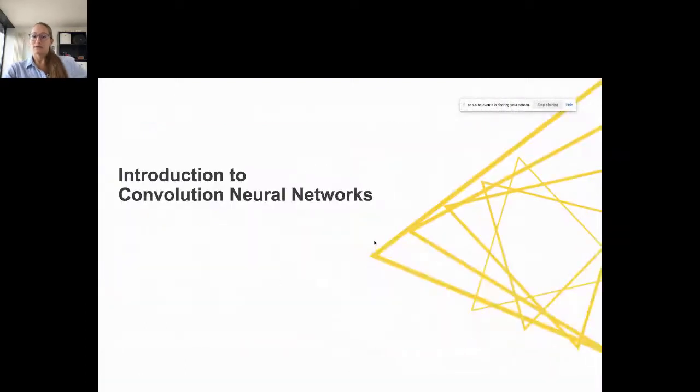But with KNIME Analytics Platform, you can not only define simple feed-forward neural networks, what we saw now, you can also define deep neural networks. And a category of deep neural networks that a lot of people refer to as deep neural networks are actually convolutional neural networks, which allow us to analyze images.